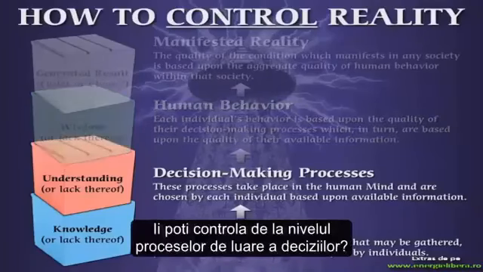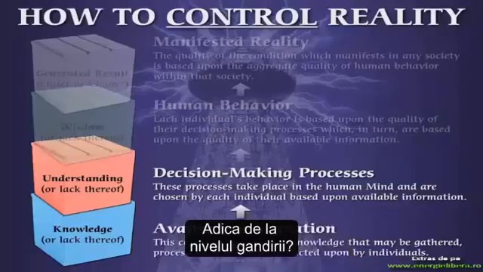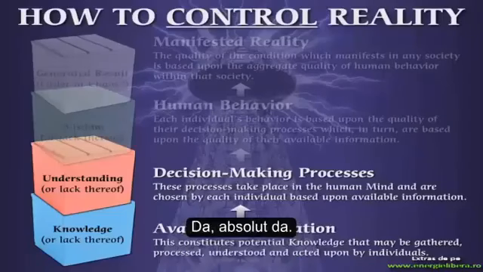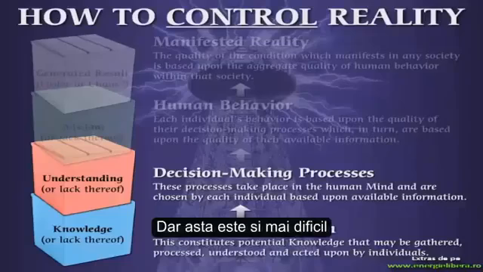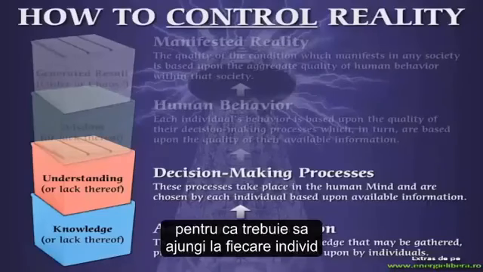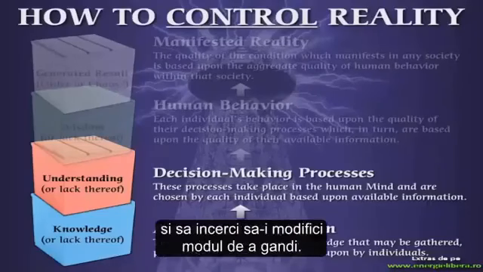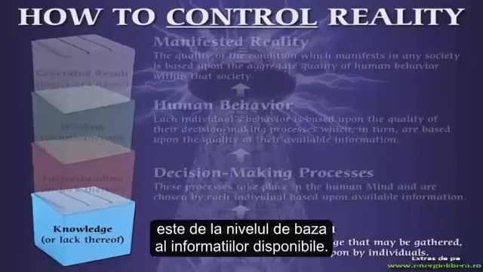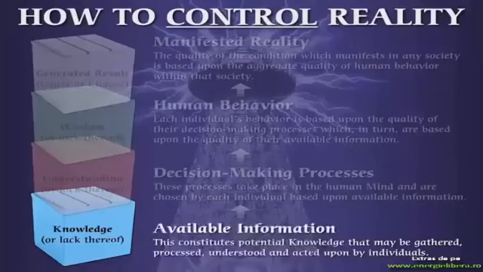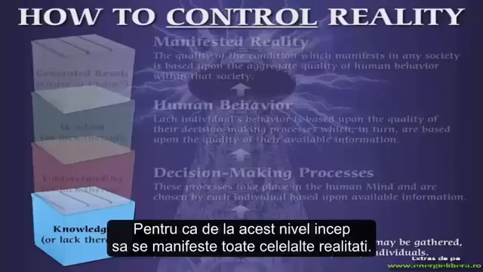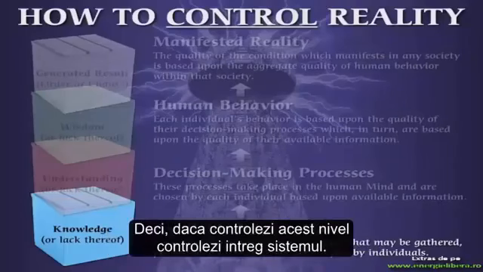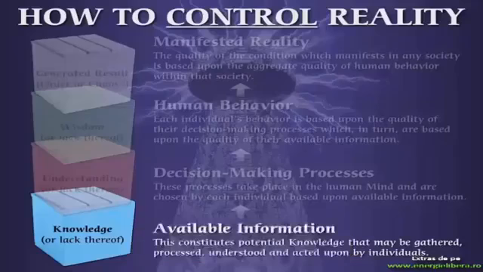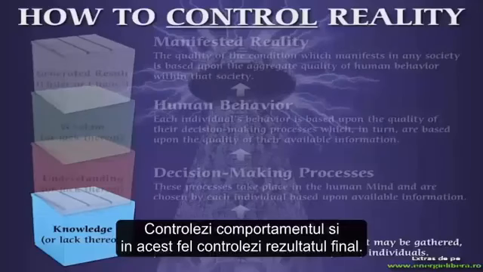Can you control it from people's decision-making processes, meaning from the level of mind? Yes, you absolutely can. But that's actually more difficult because you have to go to each individual and you would have to try to change the way that they think. Instead, the most effective way to control reality is to control it from this base level, available information, because that's the level all the other manifested realities are built upon. So if you can control that, you control the whole game. And you control behavior, and therefore you control the outcome.